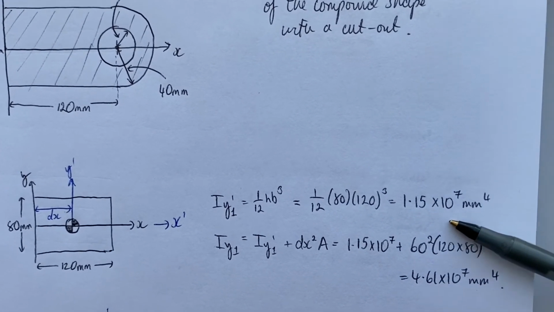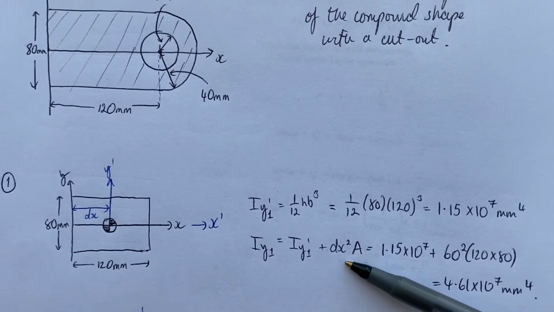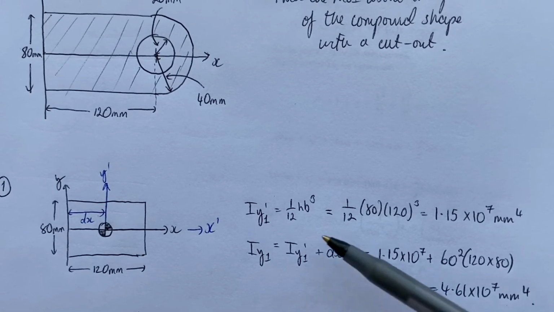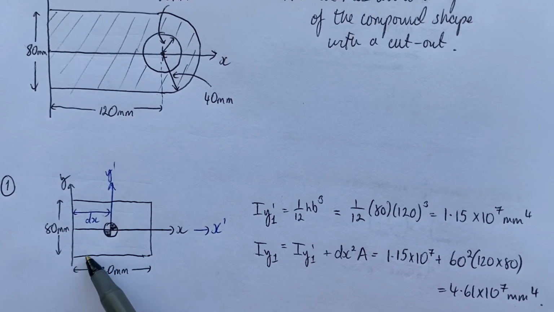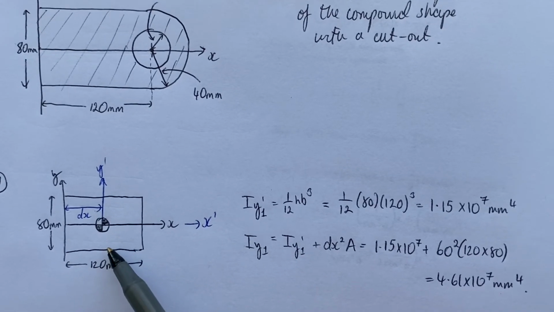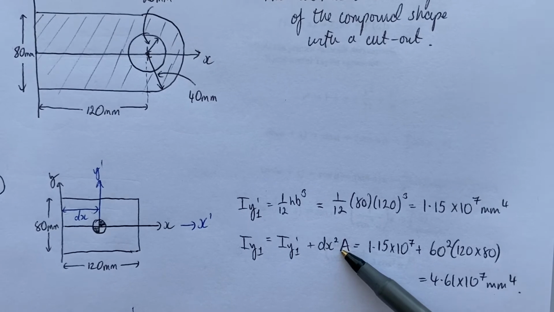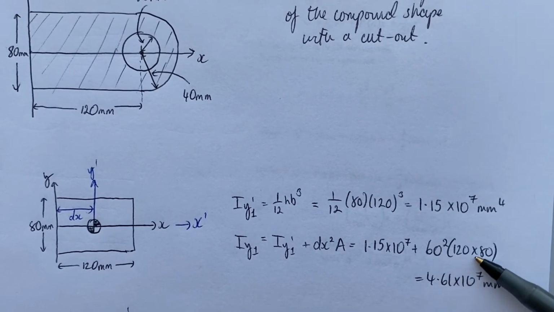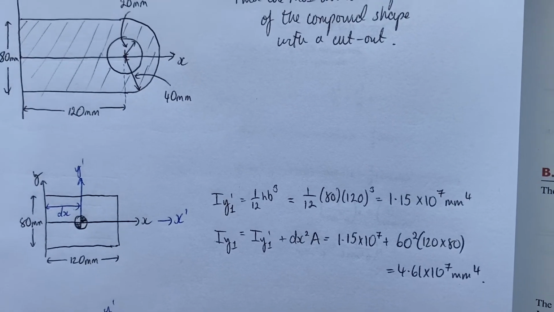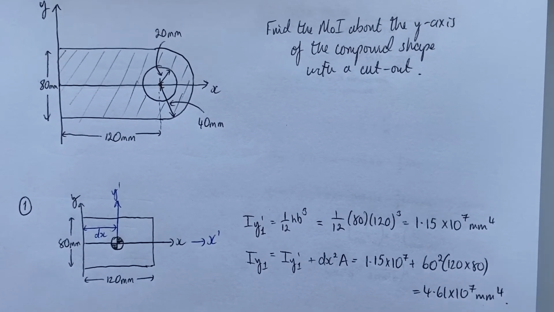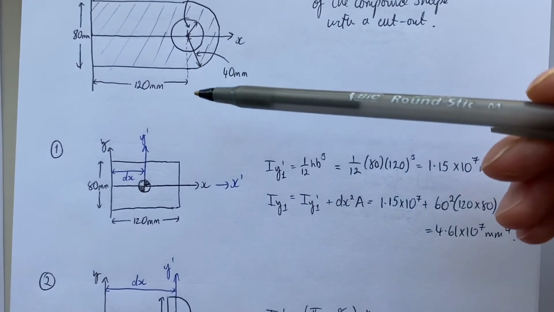Then apply the parallel axis theorem to take account of the shift. I know that this centroid of the area is half the base, so I should just get 60 squared in here. The area is just given by the base times the height, 120 times 80, and I should get the following. So that's pretty much exactly the same as the first example. So now let's have a look at the additional pieces.